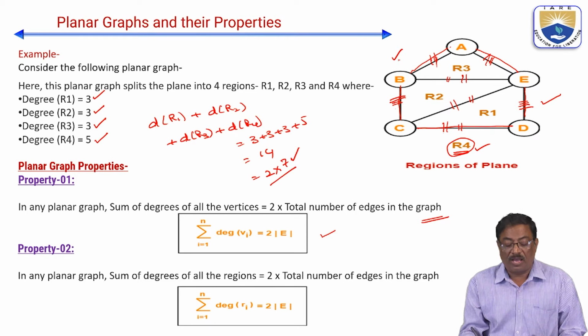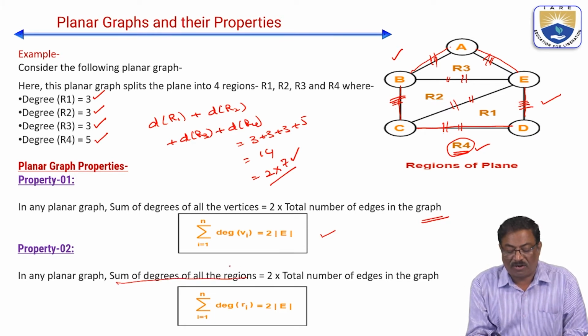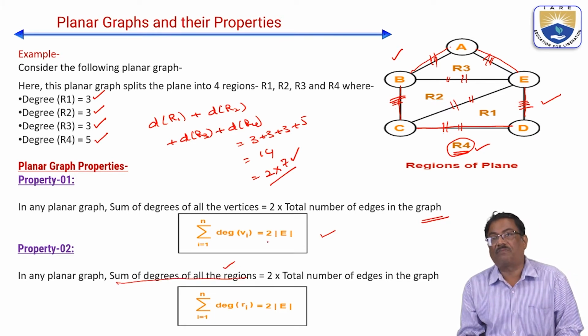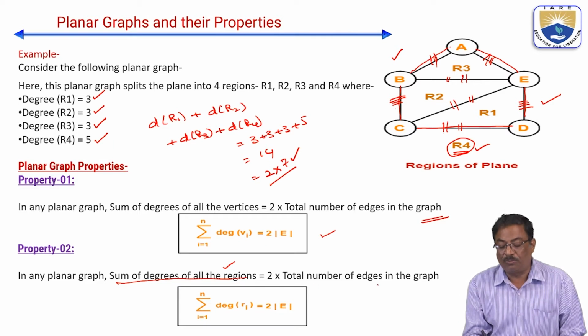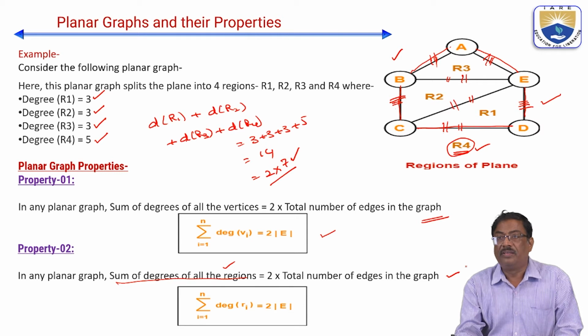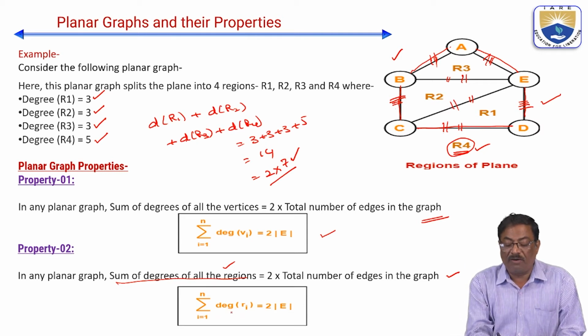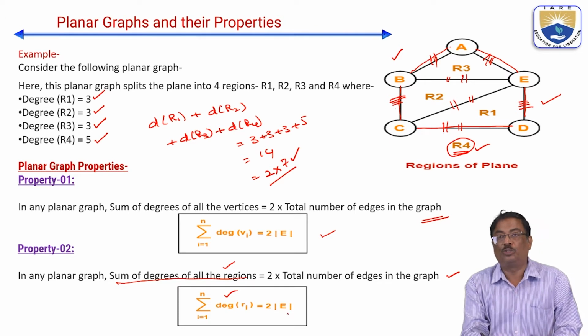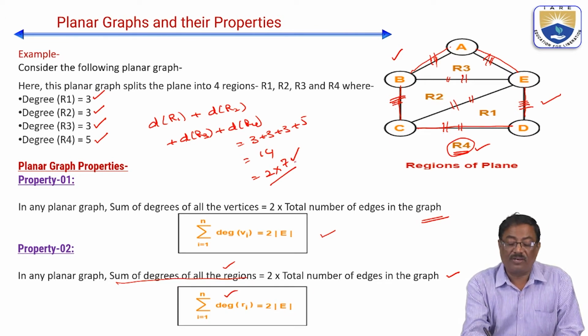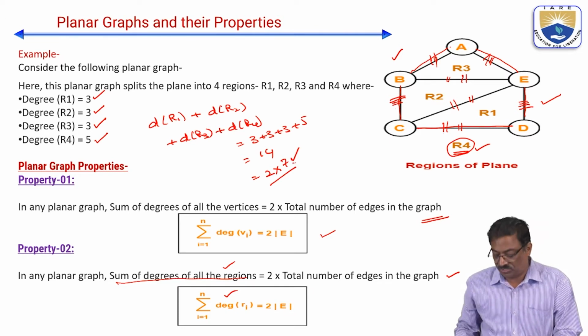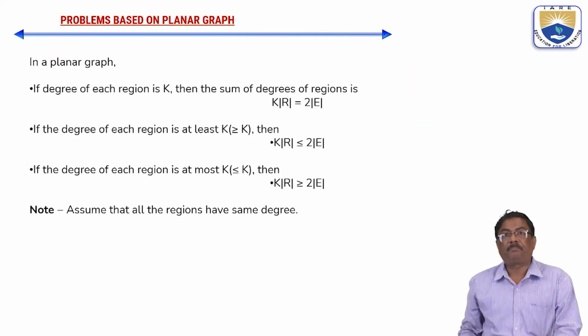So that is another property. The sum of the degrees of all regions must be equal to 2 into the total number of edges in the graph. So the sum of the degrees of all regions is equal to 2 into the number of edges. So this is another property.